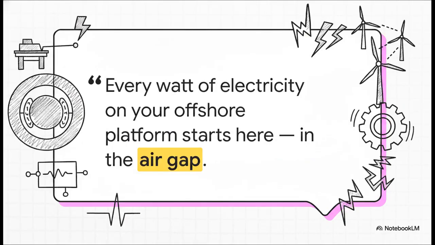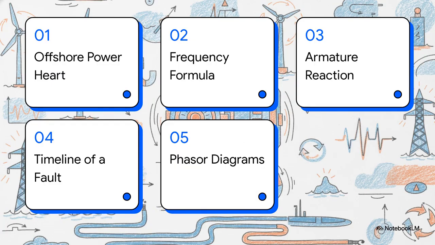And honestly, the most crucial point to grasp right out of the gate is this. Understanding the fundamental physics of this tiny air gap is absolutely essential. Every single watt of electricity on your offshore platform, literally everything keeping the lights on and the drills turning, starts right here. It all comes from this invisible magnetic field bridging a spinning rotor and a stationary stator. If you don't fundamentally understand how this gap behaves under stress, well, you just can't effectively protect your platform's power grid.